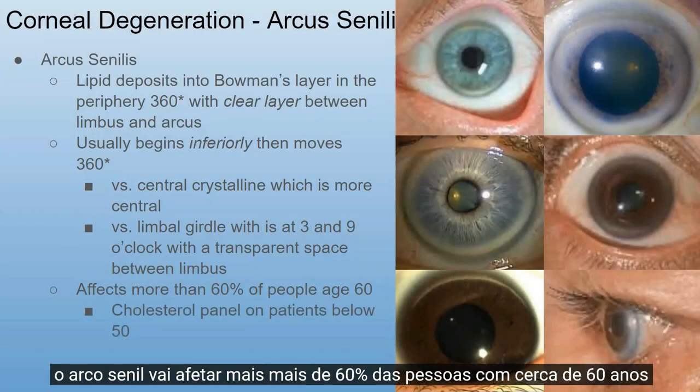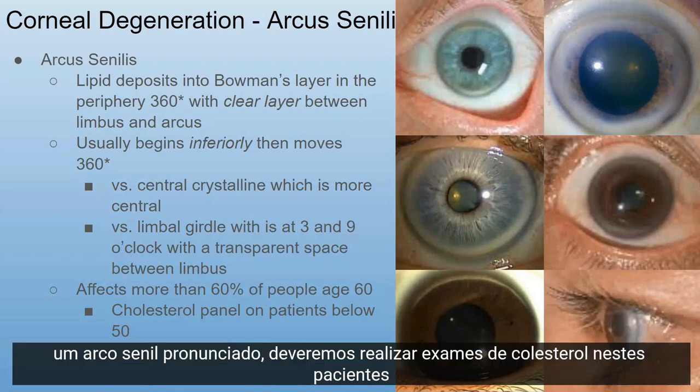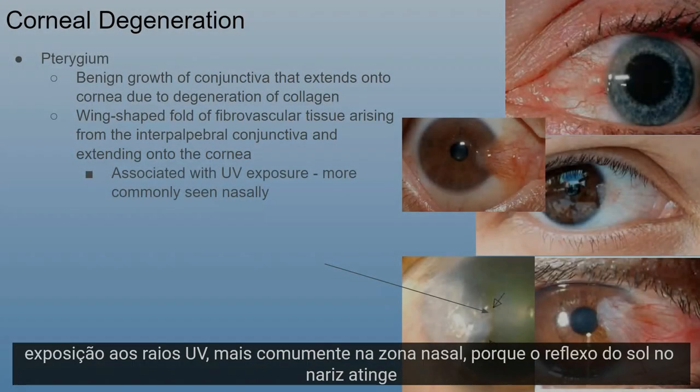Arcus is going to affect more than 60% of people by the time they're about 60 years old. If the patient is young, so if they're younger than about 50, 45 years old, and they have a nice dense arcus, we want to make sure that we're doing a cholesterol panel on these patients.